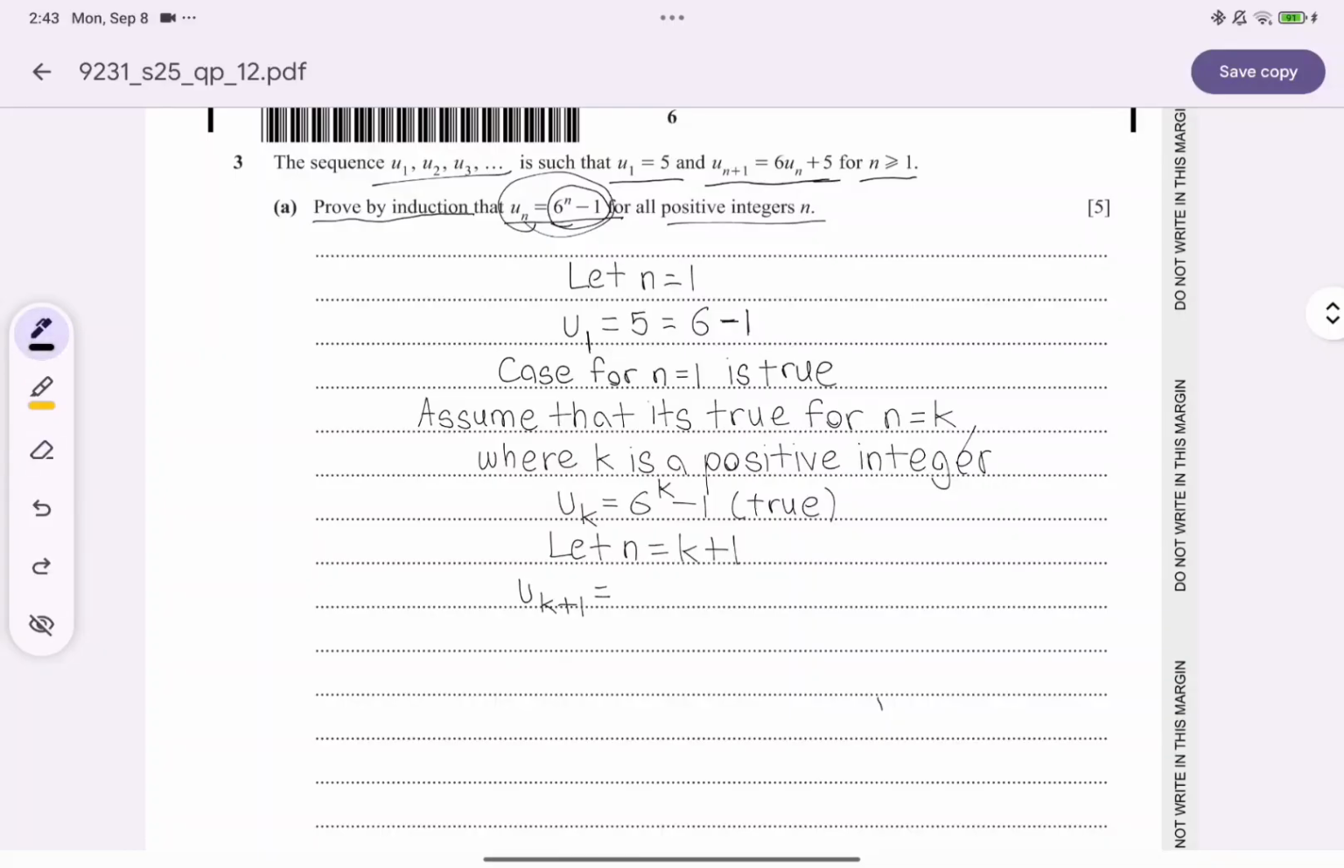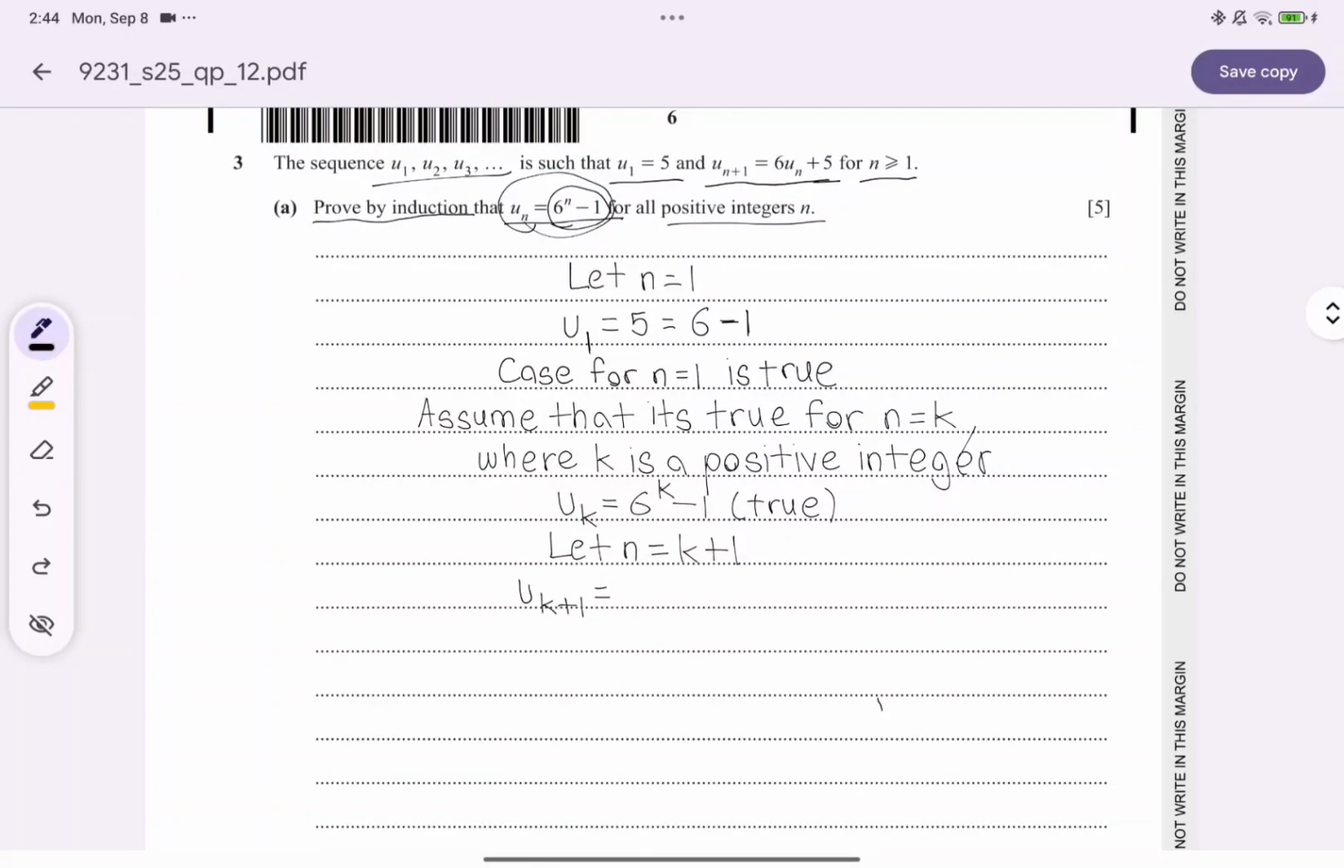Okay, so what we have to do is use all this information that we're given, and manipulate it in such a way that we get our original result back. So we have to use all this information, and our final answer should be 6 to the power of k plus 1, minus 1.